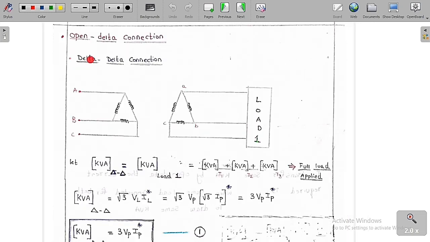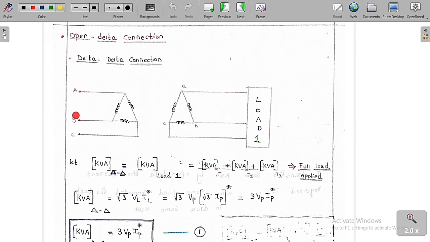Now we will discuss the open delta connection. Take one case, the delta connection. Suppose you take a delta connection, which means the three-phase transformer is connected in a delta fashion. The primary is in the delta connection and the secondary is also in the delta connection.